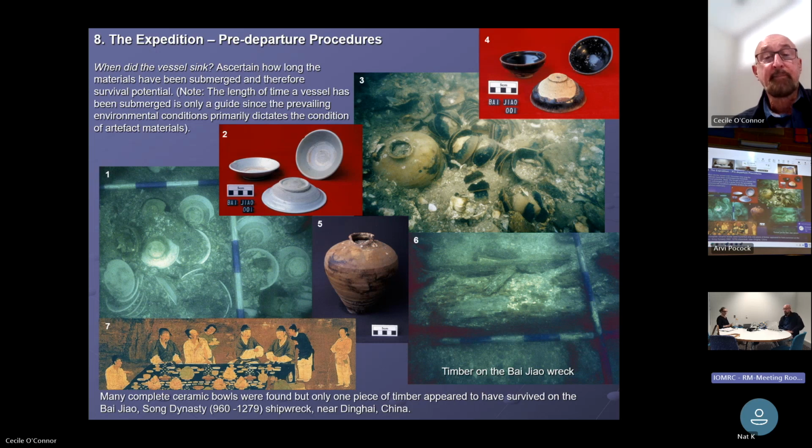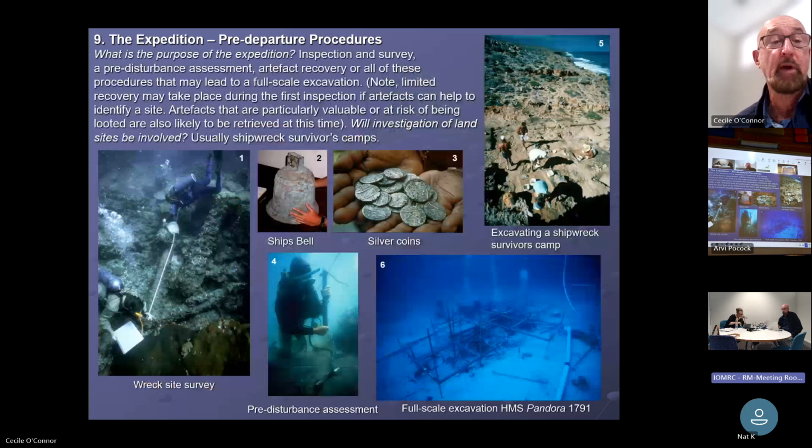The only thing is the deterioration. That means the timber is waterlogged and very friable and will disintegrate and shrink and crack if you simply recover it. So it's not straightforward. That's why conservation is necessary and why we have to keep things wet.